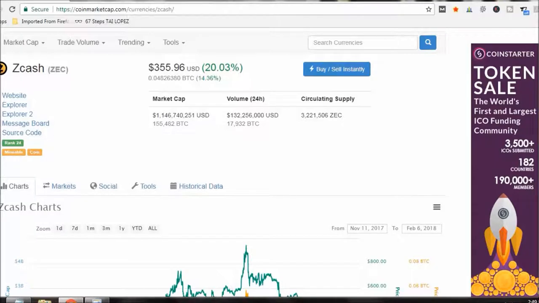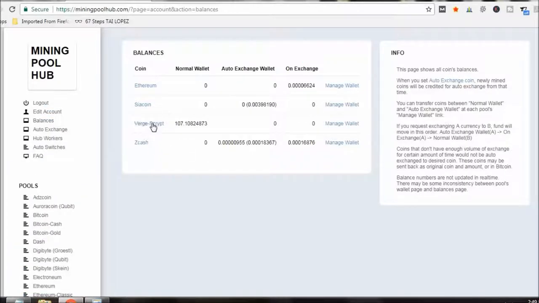So what I'm hoping is that I'm converting my Zcash to Verge, and that goes up by 3 to 4 times in the future, making me a decent amount of money.